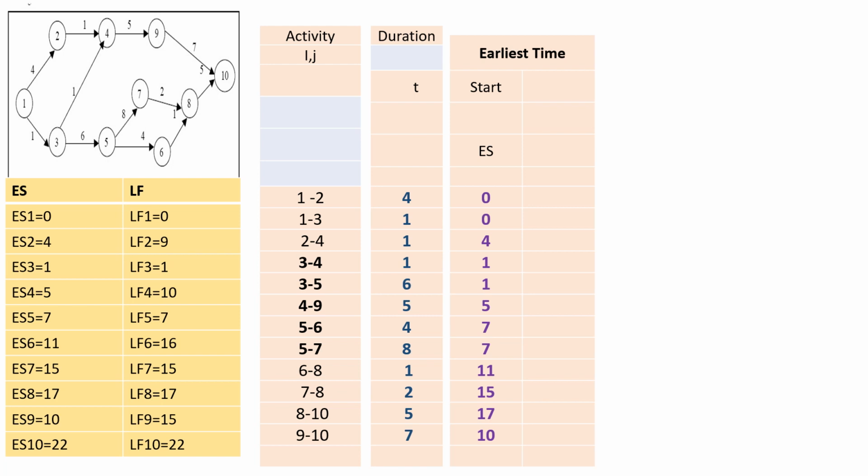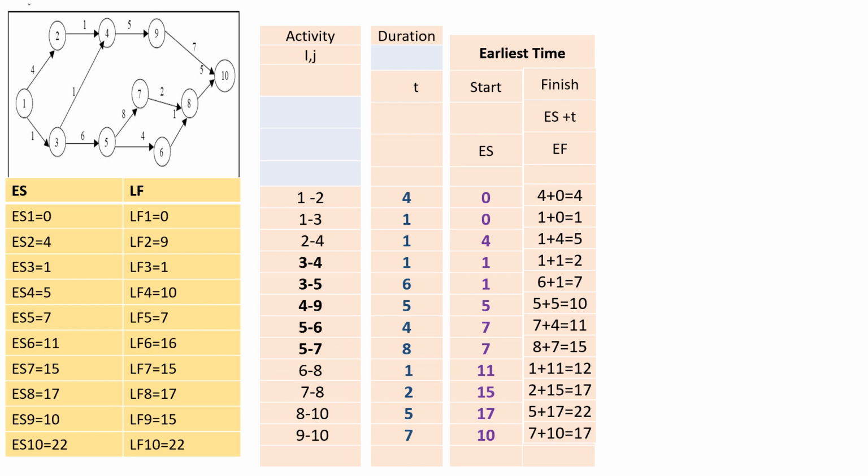For activity 2 to 4, first node is 2. ES2 is 4. Therefore, ES for activity 2 to 4 is 4. For activity 3 to 4, the beginning node is 3. ES3 is 1. Therefore, ES for activity 3 to 4 is 1. And similarly, we calculate ES for all the activities.